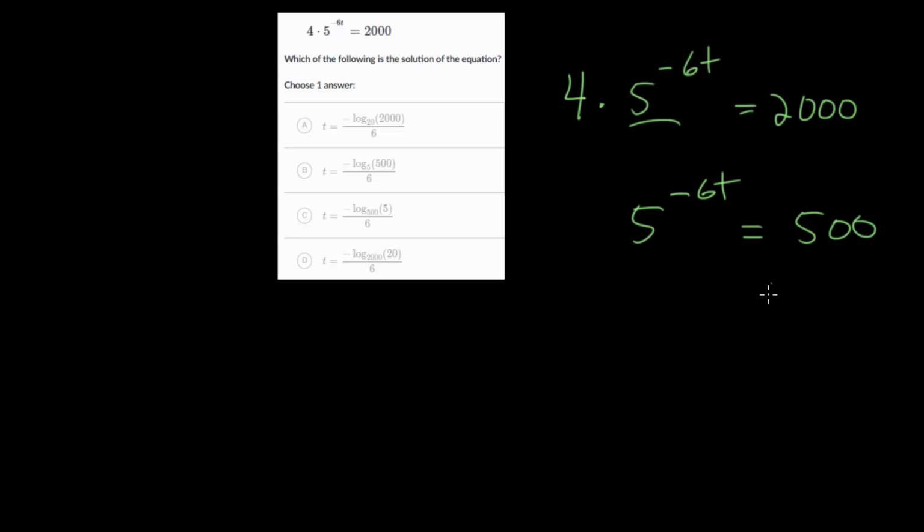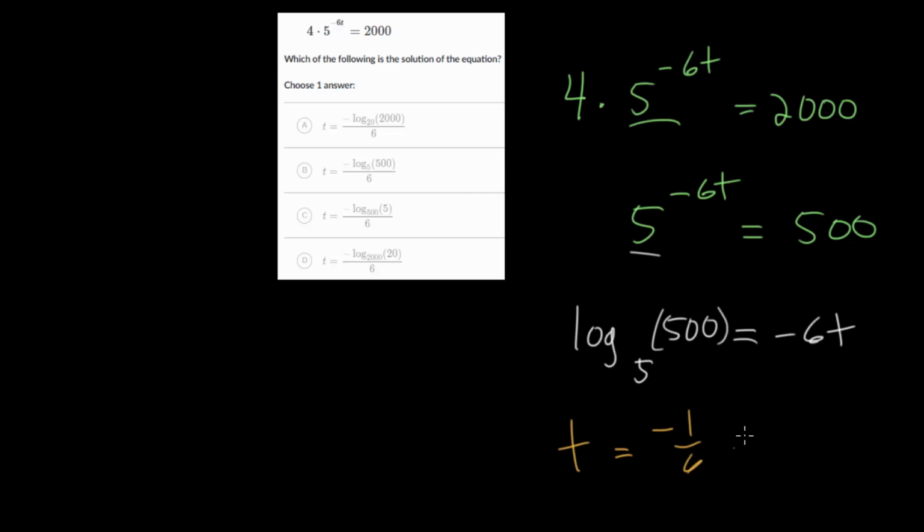And let's just rewrite this with a logarithm. So for that, we have log base 5, since that's the base of our exponential expression. And the logarithm is equal to the exponent, the minus 6t. And so the 500 just goes on the inside of your logarithm. And to solve for t, we'll just divide each side by negative 6. So t is minus 1/6 times log base 5 of 500.